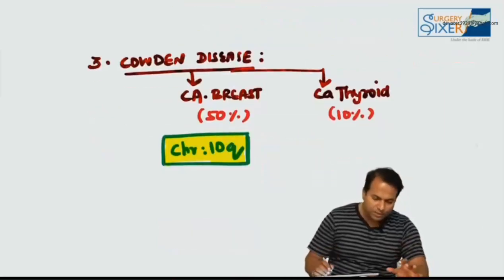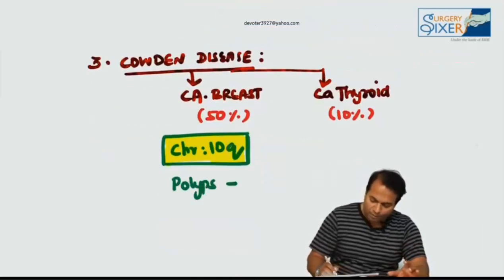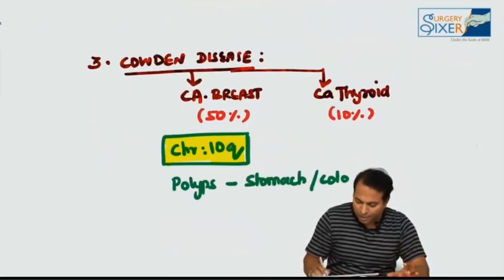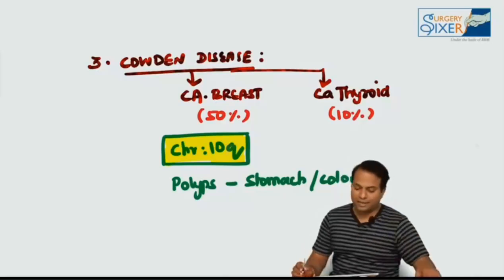So they have polyps in the stomach and colon. Cowden disease will have polyps in the stomach and colon. Please don't forget they have polyps in the stomach and colon, and colon cancer is seen in these cases. So colon cancer is seen in Cowden disease.